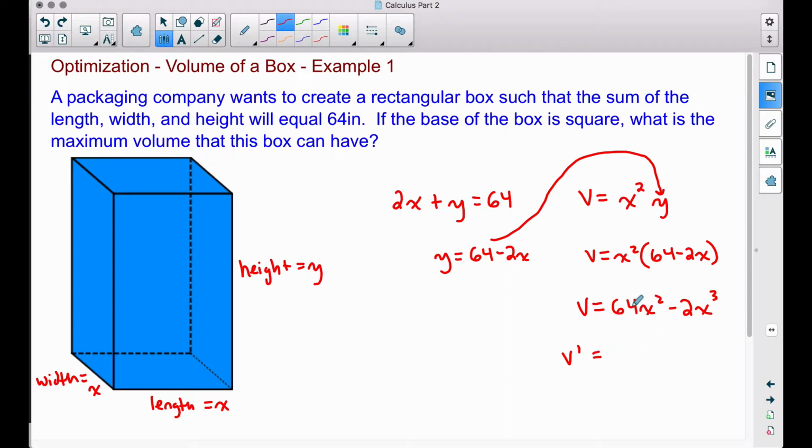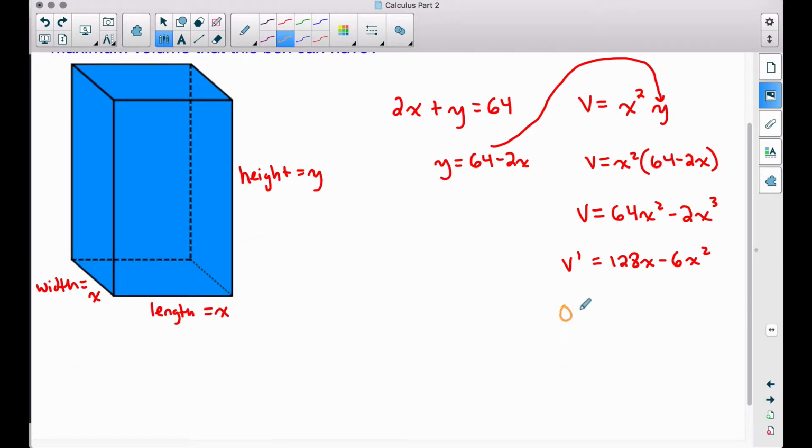V prime is equal to 64x squared. Its derivative is 128x. The derivative of 2x cubed, we have minus 6x squared. Now, notice what we have. We have a quadratic, really. Negative 6x squared. The power of 2 makes it a quadratic. Its leading coefficient is negative, guaranteed to have a maximum because this parabola opens downward, which implies you have a maximum. Let's set the derivative equal to 0, and now we can factor out an x from these two terms, leaving us with 128 minus 6x.